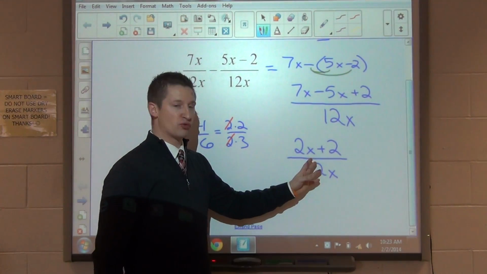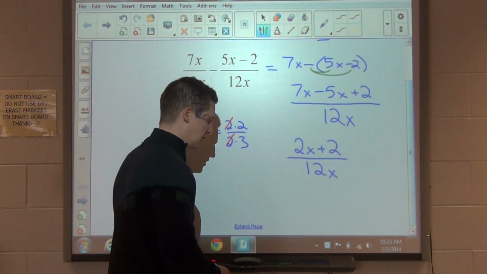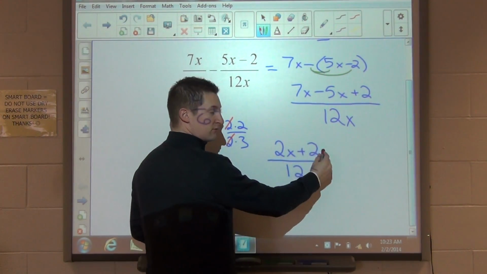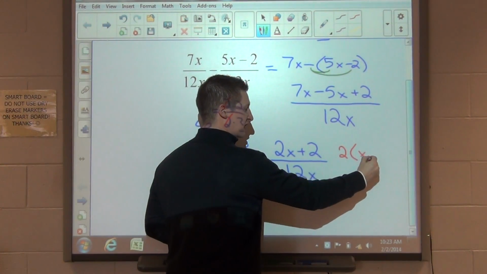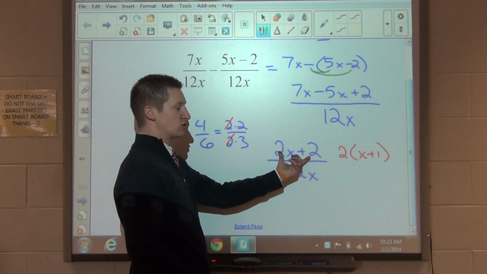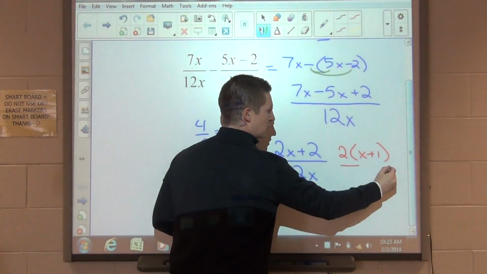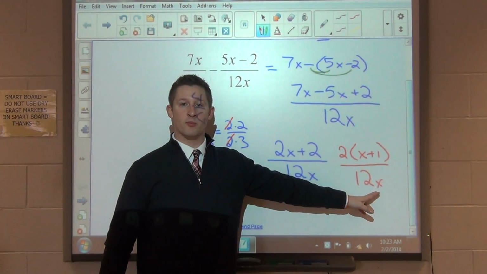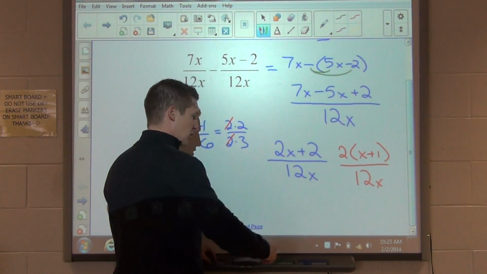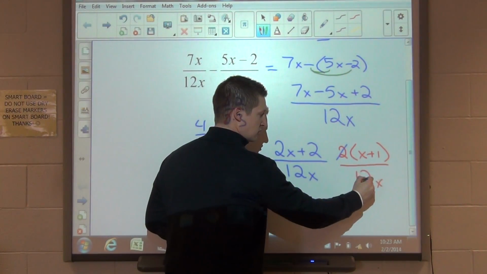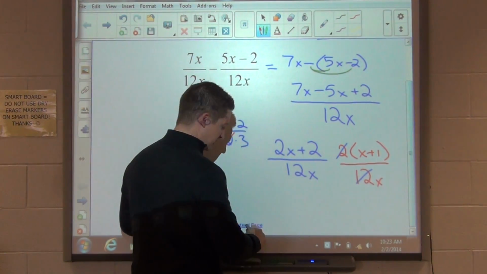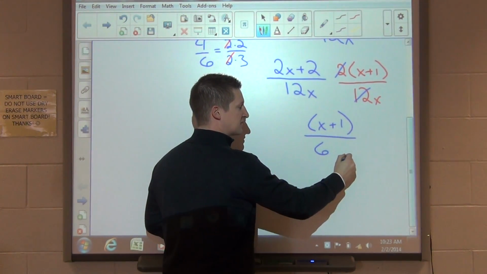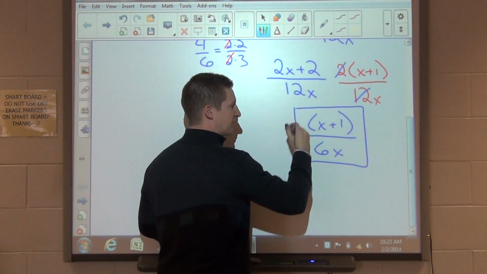But if I were to rewrite the numerator as a product using factoring, we'll write this as 2 times x plus 1. So I simply factor the 2 out of both of these terms. All divided by 12 times x. Now because my numerator and my denominator are both written as a product, I can factor out or cancel a common factor of 2, turning this into 1 times x plus 1, which I'll write as x plus 1, over 6 times x. This would be my final answer.